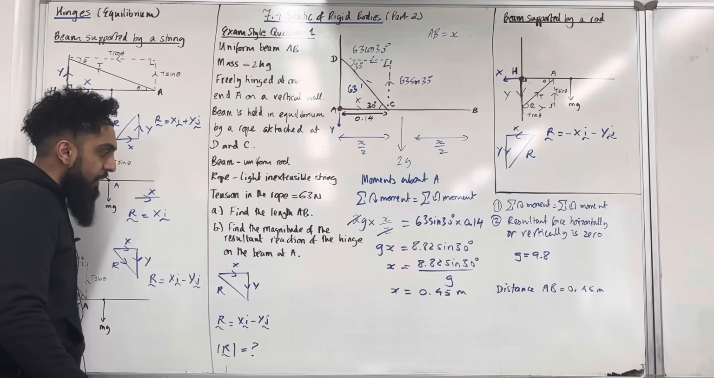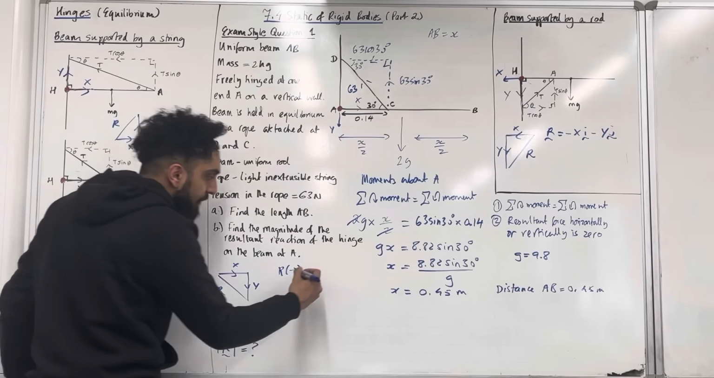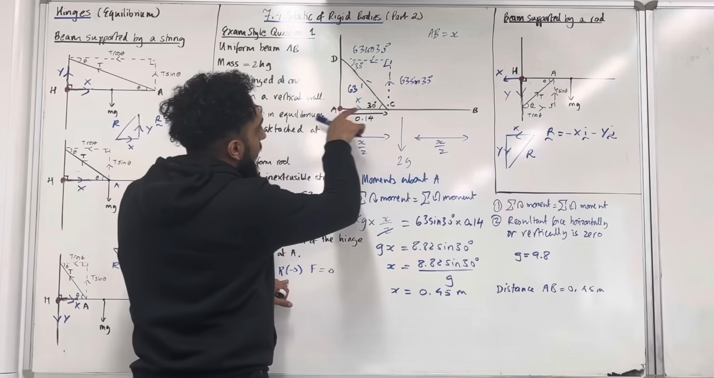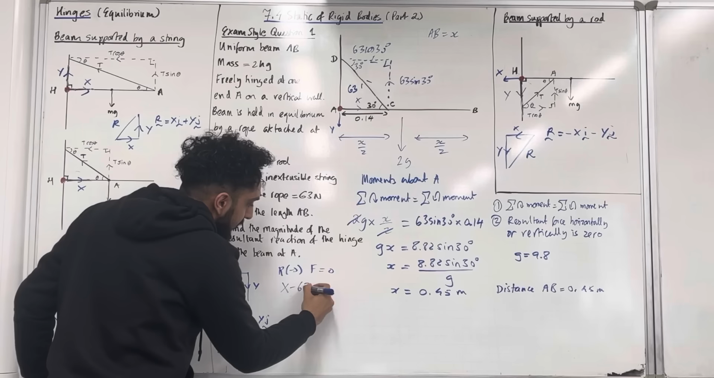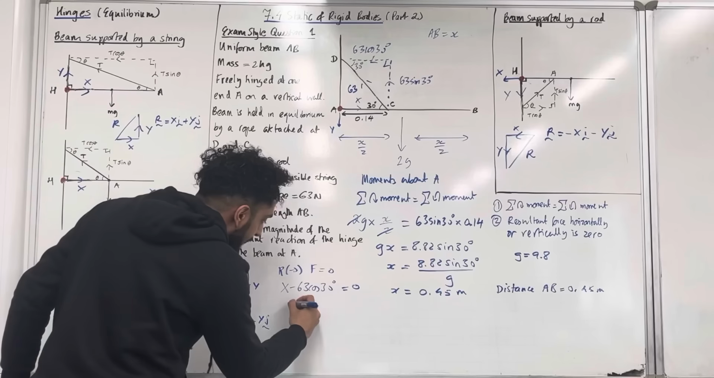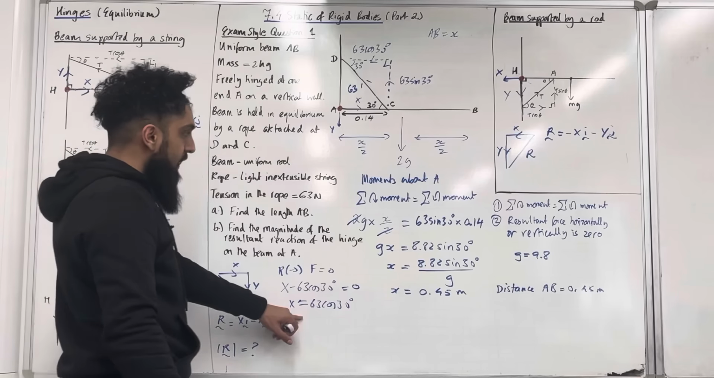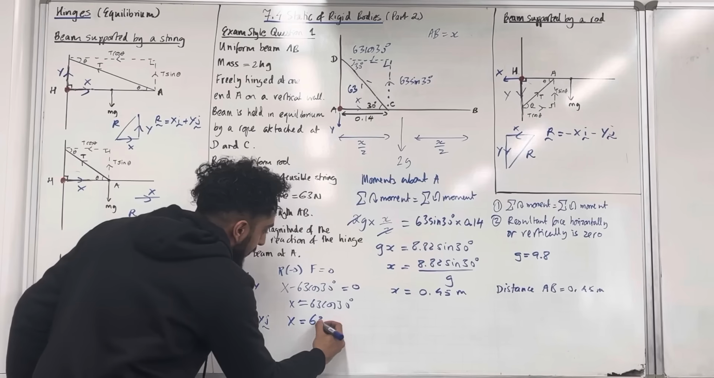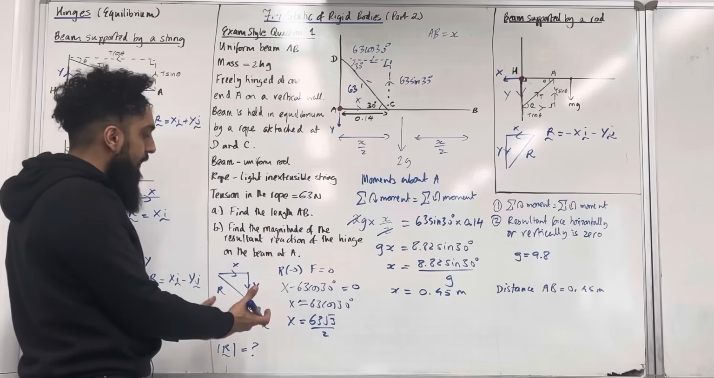So first of all, I'm going to resolve horizontally. If I resolve horizontally, I know that the resultant force F is equal to 0. So what would that be? Well, that will be x minus 63 cos 30. That must equal 0, so x is equal to 63 cos 30. We can put this into our calculator, and we get x equal to 63 root 3 over 2. Okay, so we've got x now in exact form.